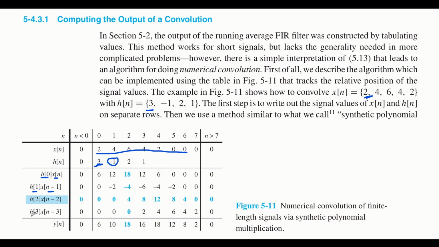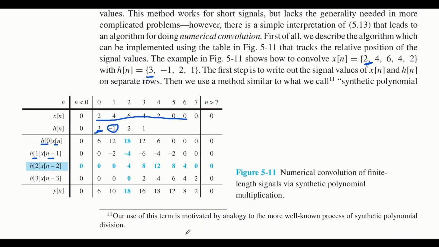Now after you have done the tabular which you use for the multiplication, you just have to add them. So here 6 plus 0 plus 0 plus 0 is 6. 12 minus 2 plus 0 plus 0 is 10. And 18 plus minus 4 plus 4 is 18. Yes, you can add them. And that final answer will become the convolution, the numerical convolution, if you want.